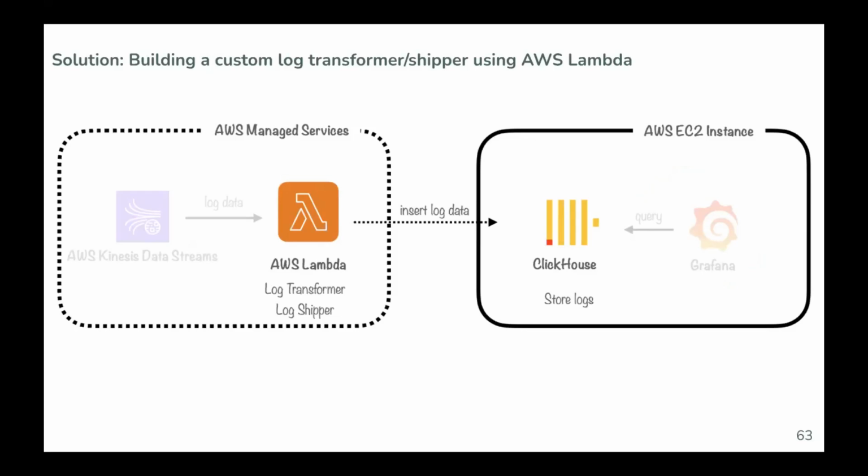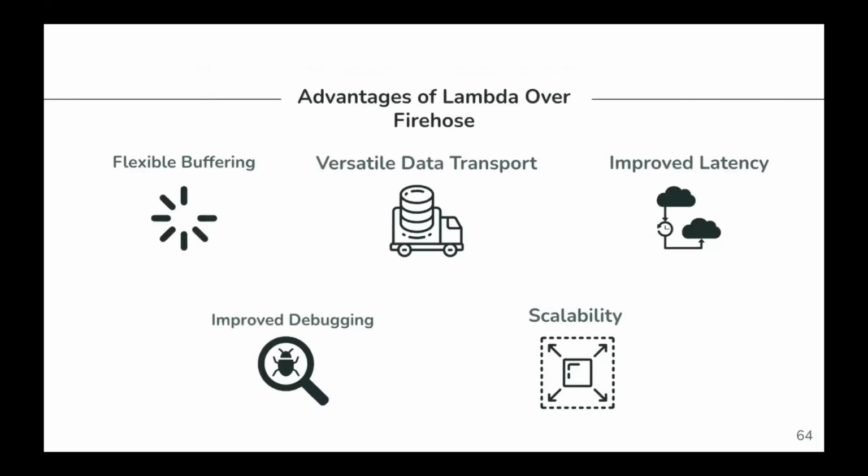This approach allowed us to simplify the architecture, eliminating the need for both Vector and Firehose. The Lambda function fulfills 2 critical roles. First, Lambda acts as a log transformer, replacing Vector. Second, Lambda acts as a log shipper, replacing Firehose. In addition to simplifying Canopy's architecture, our Lambda-based solution offered the following benefits.